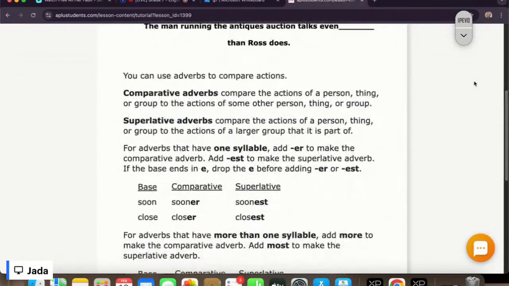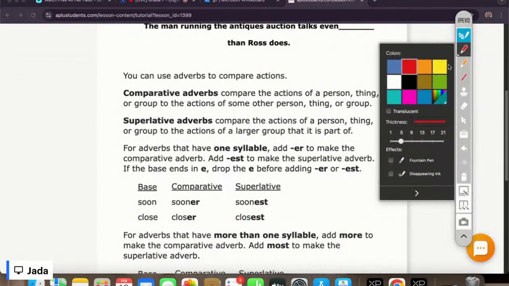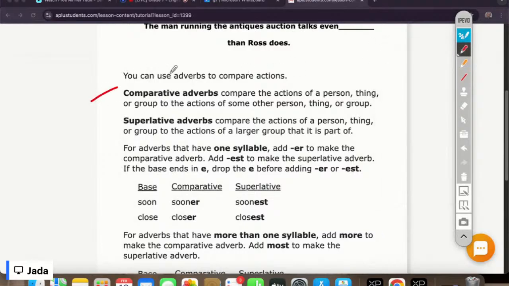So you can use adverbs to compare actions. Comparative adverbs compare the action of a person, thing, or group to the action of some other person, thing, or group. So basically, it compares one person and another. Then superlative adverbs compare the action of a person, thing, or group to the action of a larger group that it is part of. So superlative compares a larger group, like two and above. So the superlative is a lot of people or a lot of things, and the comparative adverb is just between one.